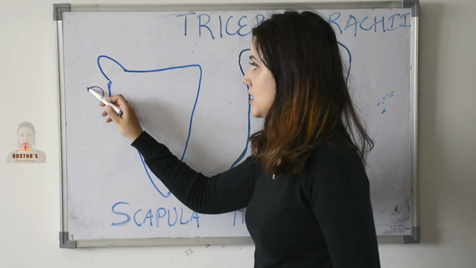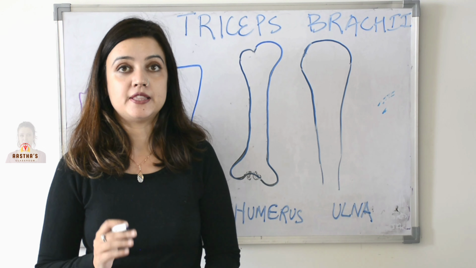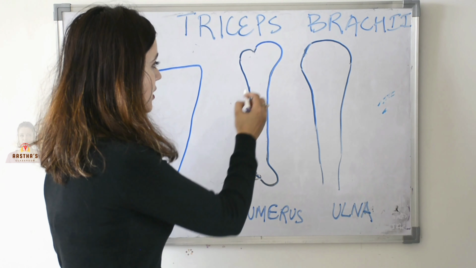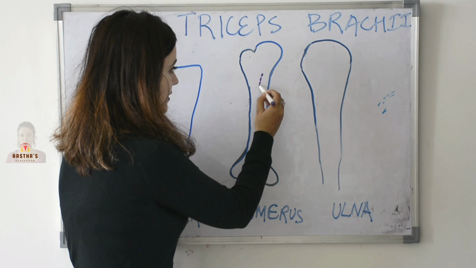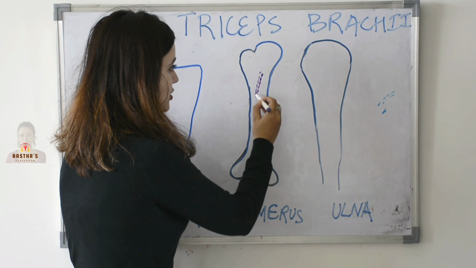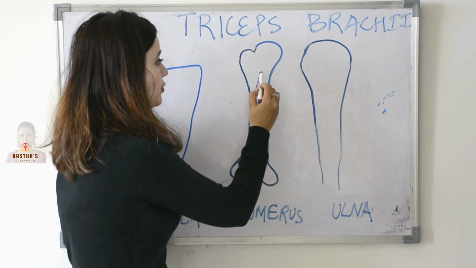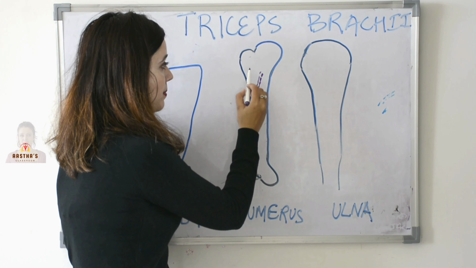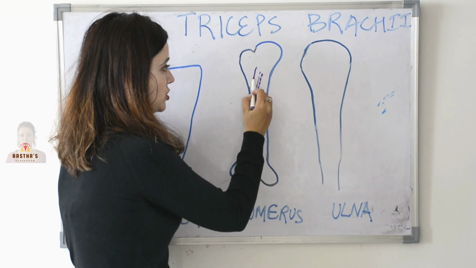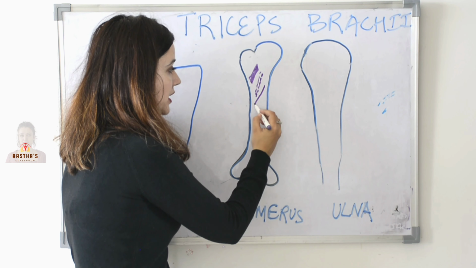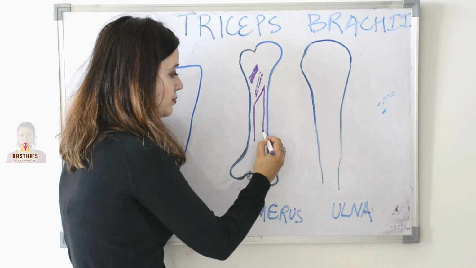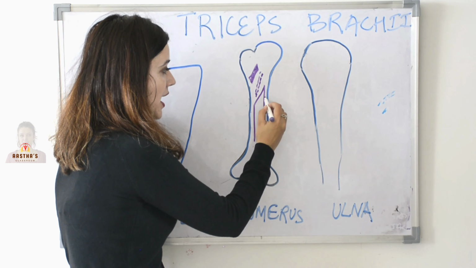Now coming to the lateral and medial head of triceps. When we see the posterior surface of the humerus, there is something called the radial groove. It is present like this. It is a groove through which the radial nerve passes. From this radial groove, above the radial groove we have the origin of the lateral head of triceps brachii. Below the radial groove, in the posterior shaft of the humerus, we have the origin of the medial head of triceps brachii.